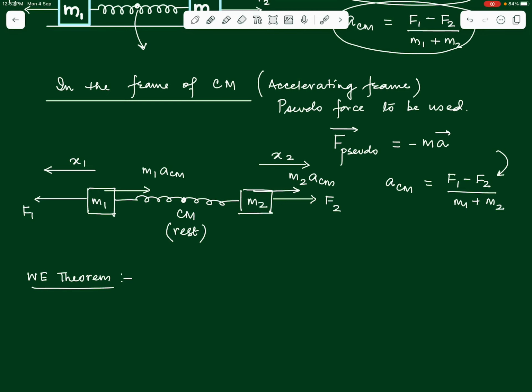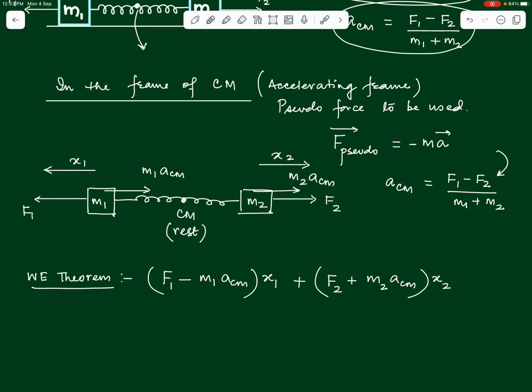The work done on the first block will be the net force on M1, which is F1 minus M1 into ACM, times the displacement x1. This is the work done by the net force on M1, plus the work done on M2 by the net force acting on M2. See that the net force on M2 is F2 plus M2 into ACM, because both the forces are acting in the same direction, times x2.